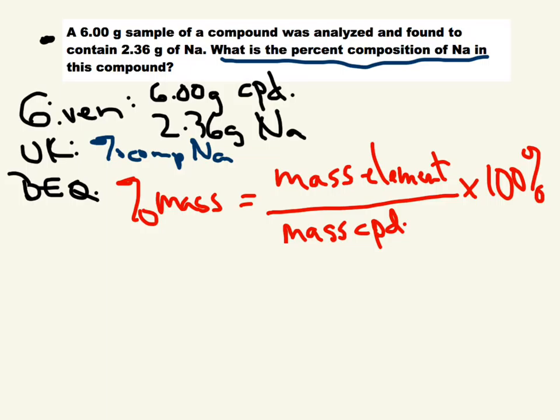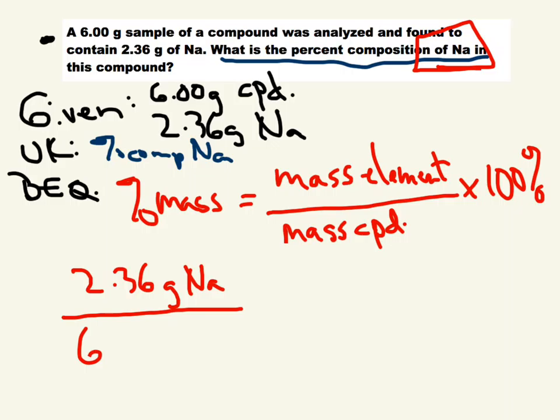If we plug in our numbers here, we're going to have 2.36, because the mass of the element we're dealing with is 2.36 grams of sodium, since we want to know the percent composition of sodium. We've got 6.00 grams of the compound, and we'll take that times 100%.